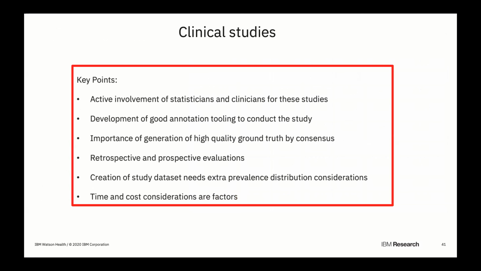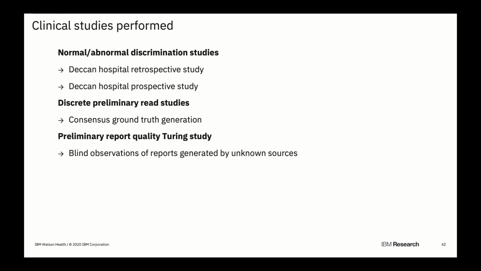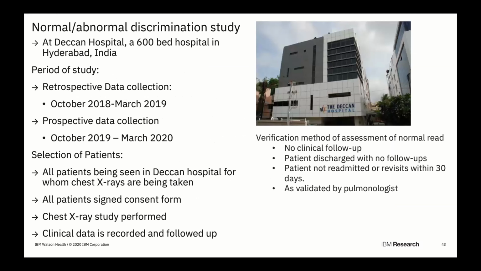Okay, the last section, in the few minutes I have left, I will talk about the clinical studies we did to actually assess the performance of automatic report generation, both in the cataloging of the findings and in the evaluation in comparison with clinicians. The clinical studies we performed are for normal abnormal discrimination as well as for discrete preliminary studies, and the report quality reading, which is a Turing test we gave to the machine versus the radiologist.